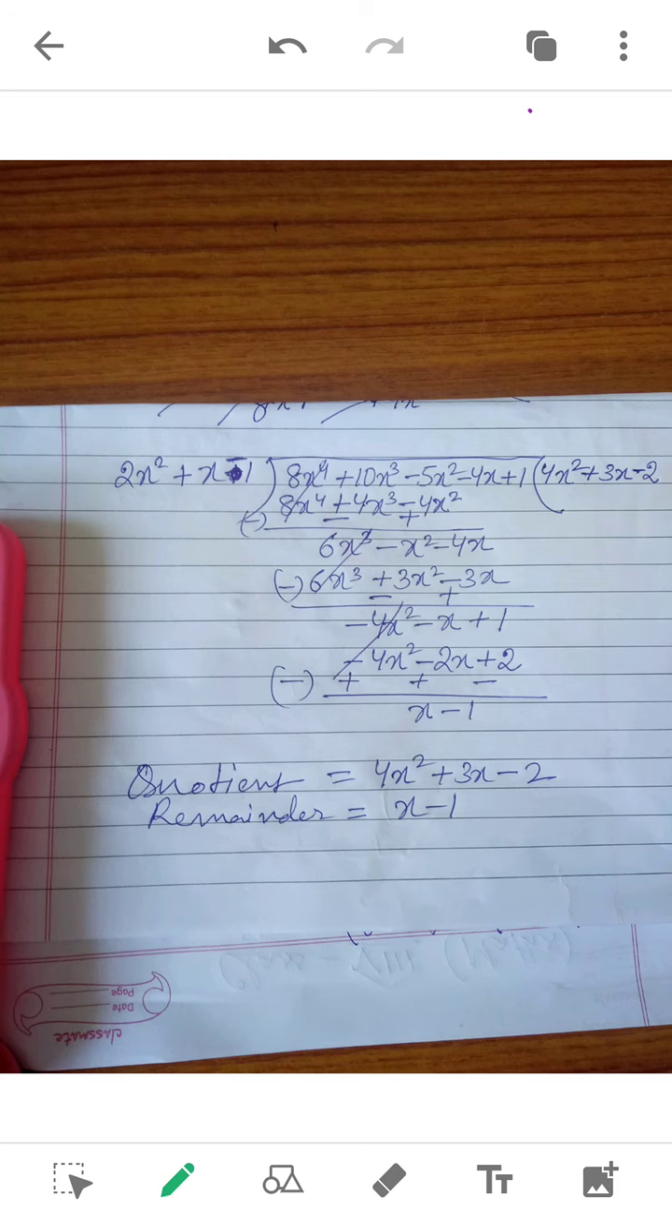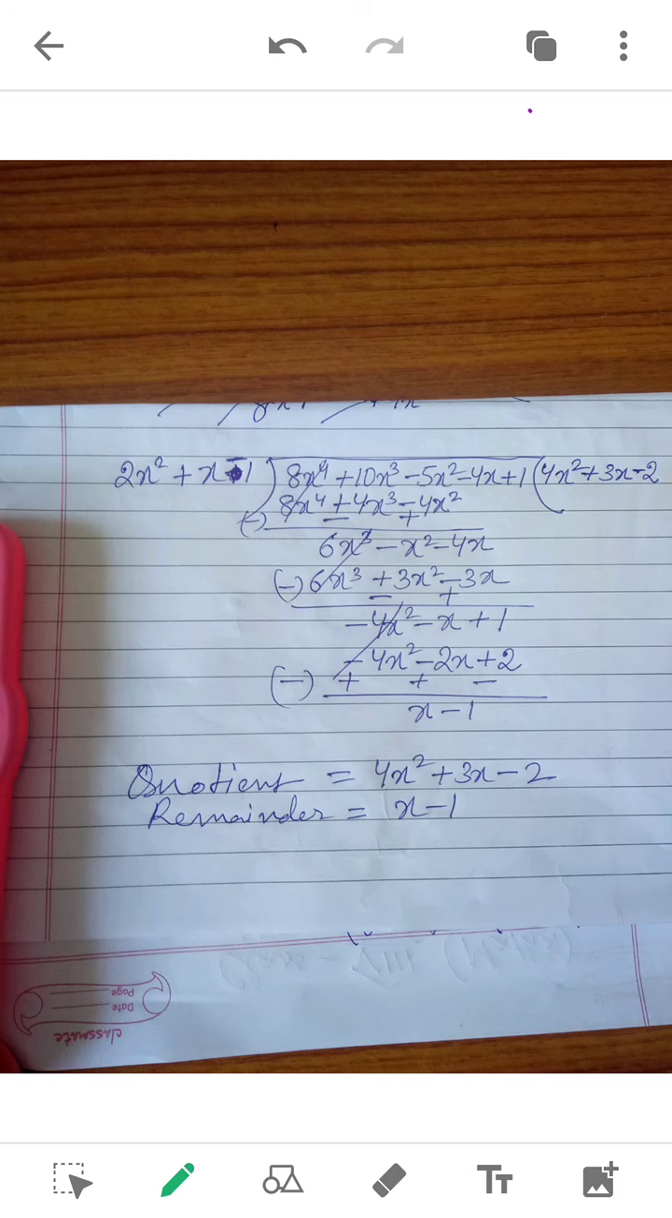I have to find out a number by which 2x square is going to be multiplied to give me 6x cube. So I got the number as plus 3x. Plus 3x into 2x square is going to give me 6x cube. Again plus 3x into x is going to give me 3x square, and plus 3x with minus 1 is going to give me minus 3x. Now subtract the numbers. If I subtract, the sign will change.